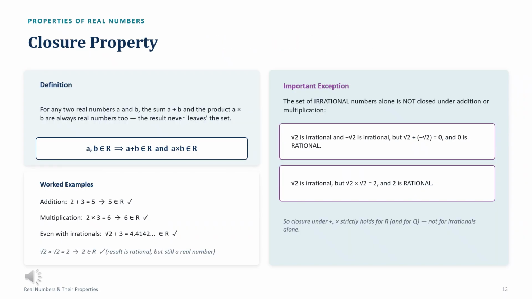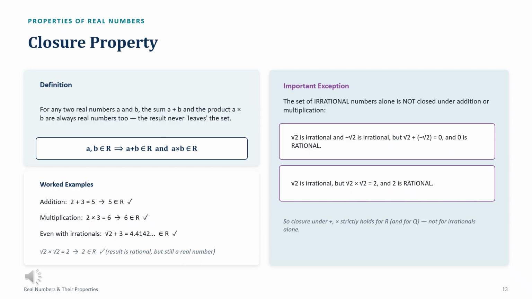The closure property says that for any two real numbers, a and b, both their sum and their product are always real numbers too. The result never leaves the set. For example, 2 plus 3 equals 5, and 5 is a real number. 2 times 3 equals 6, also a real number. Even mixing in an irrational number works. The square root of 2 plus 3 is approximately 4.4142, still a real number.